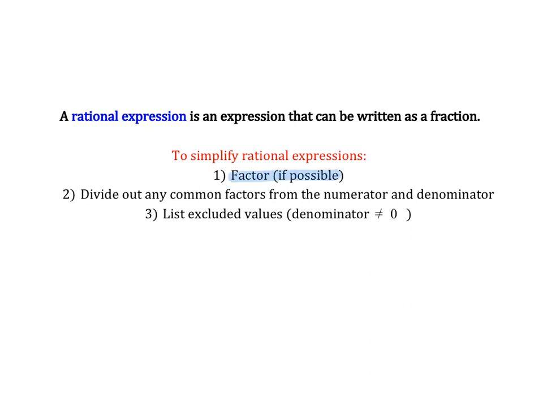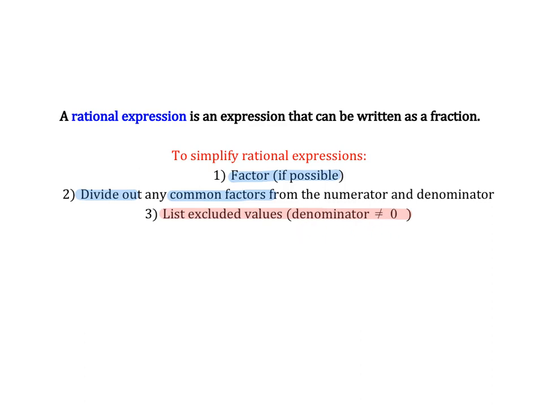Now sometimes you can't factor, so you can skip step one. Then you divide out any common factors from the numerator and the denominator. So anything that's the same in the numerator and denominator will cancel out. And the last one is going to be something kind of new. We have to list excluded values. So we pretty much have to say what our variable cannot be.